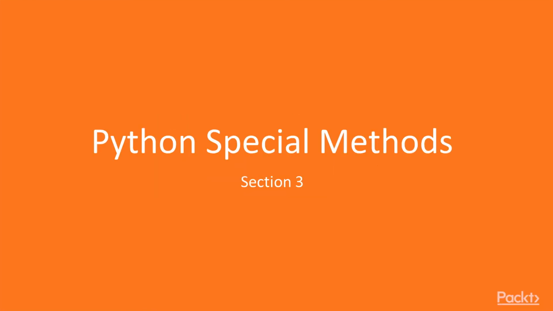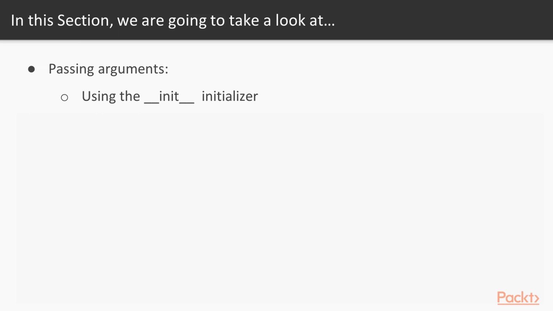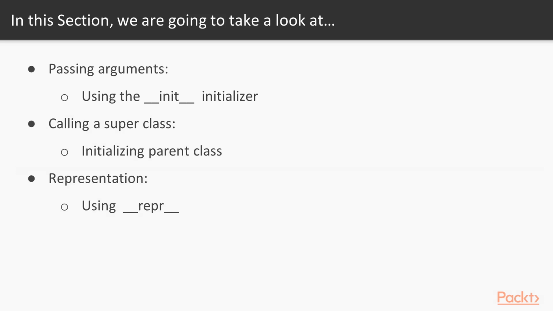Hello and welcome to section 3, in which we will be looking into Python special methods. First, we will be passing arguments into the __init__ initializer method. Then we'll be calling super on the parent class. After that, we will be looking into __repr__ and __str__ for string representation.